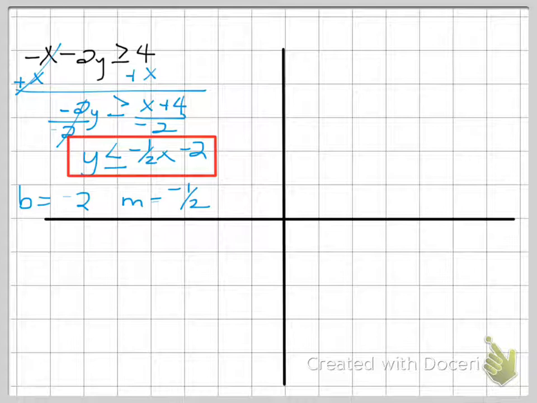If I graph this, I'm going to start at my negative 2 on my y-axis. And then I'm going to go down 1 into the positive 1, 2. Okay, or I could go up 1 into the negative 1, 2. Okay, and now I'm going to go ahead and draw my line through here. What kind of line am I going to have this time? That's right, because it's less than or equal to, I'm going to have a solid line.